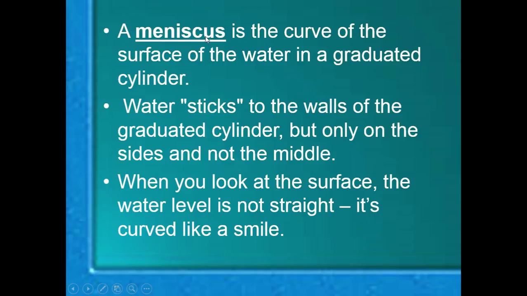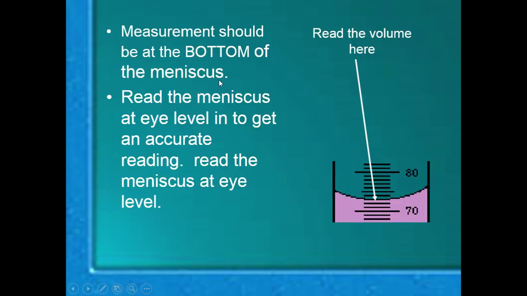So this meniscus is a curve of the surface of the water in our graduated cylinder. If you would measure a liquid, you would pour your liquid in, and if you looked at it at eye level, you would see a little clear area up here. So what you want to do is take the bottom of that line and take your measurement there. So for example, this particular liquid's volume is 73 milliliters.